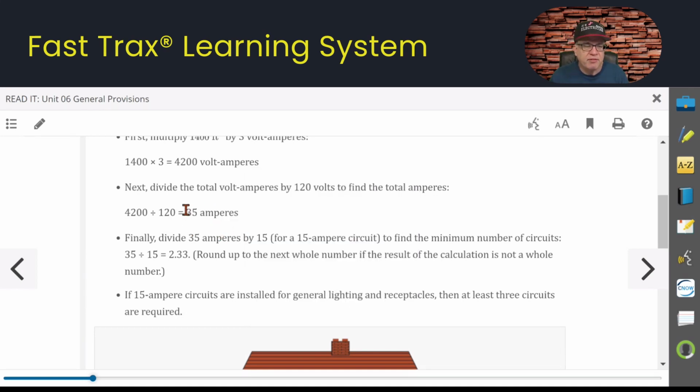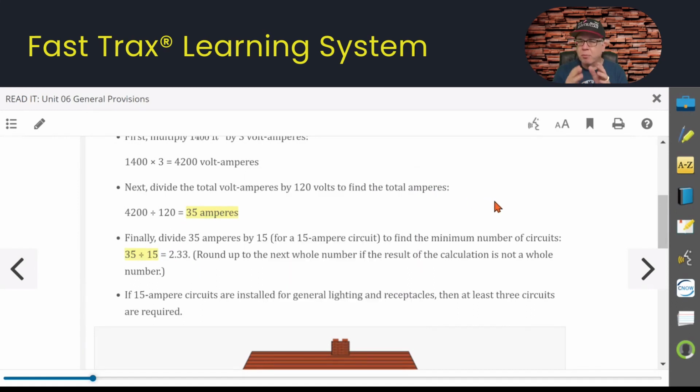Okay, now once we have this value here, 35 amperes, now we can start thinking about the number of circuits. And remember, the circuit is based on the overcurrent device. So it's a 15 amp circuit, it's a 15 amp overcurrent device, typically going to be 14 gauge conductors, right? So we're saying, okay, I'm going to take that 35 amps, I'm going to divide that by 15 amp, which is the rating of the branch circuit, and that's going to give me 2.33.